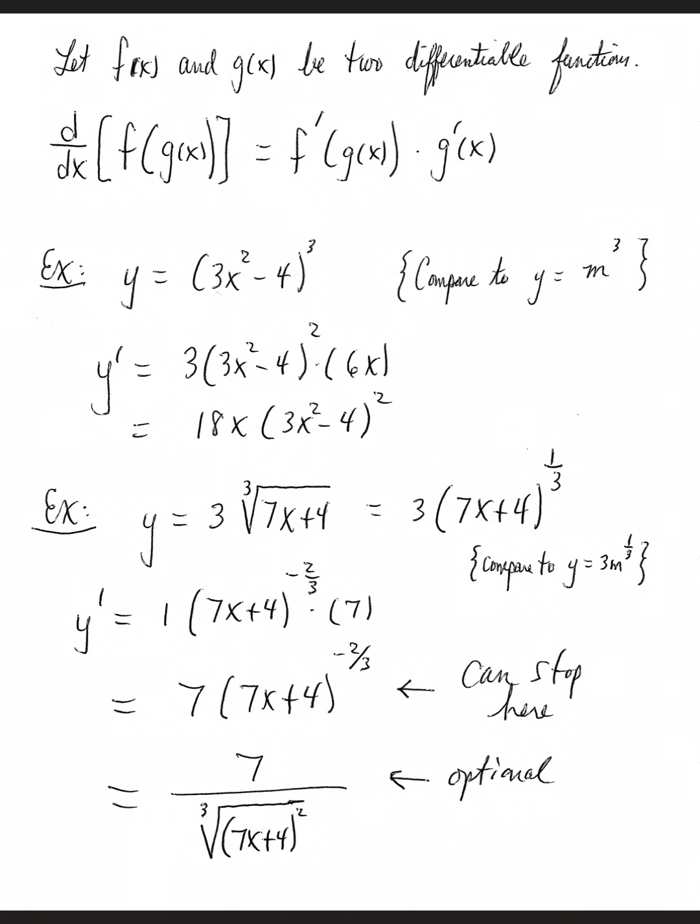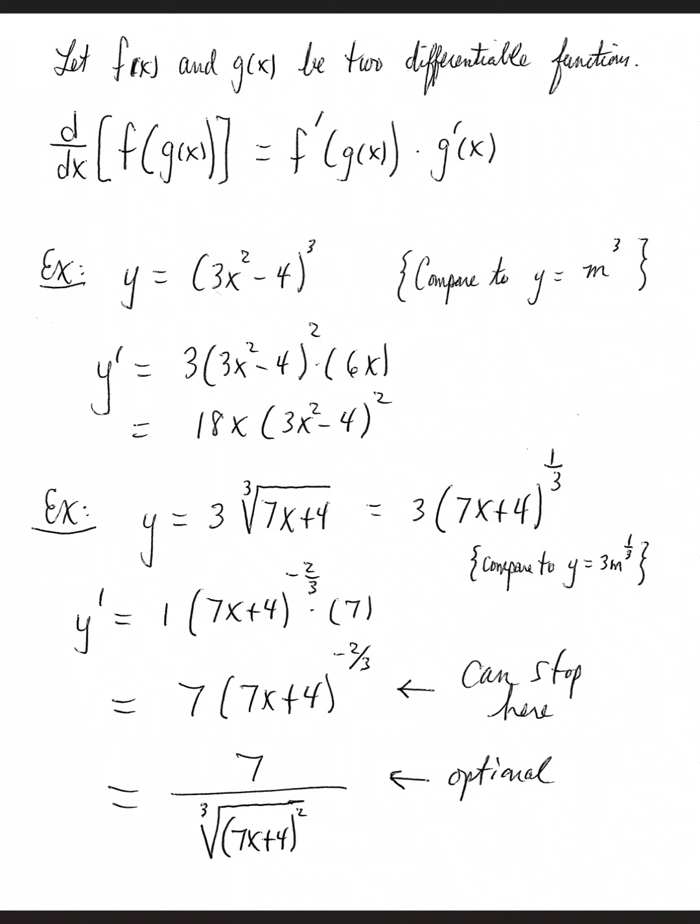Now, to put it in simpler terms, it's derivative of the outside, inside part left alone, and that's what f prime of g of x is. It's the derivative of the outer part with the inner part left alone times the derivative of the inner part. So let's walk through some examples.